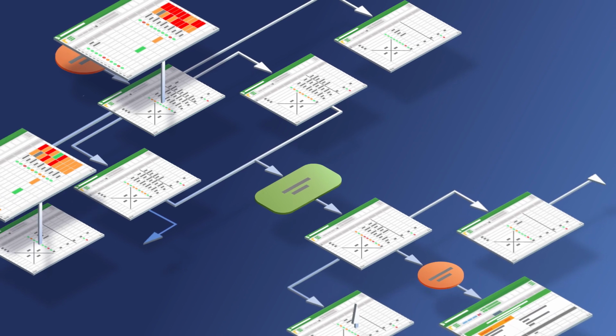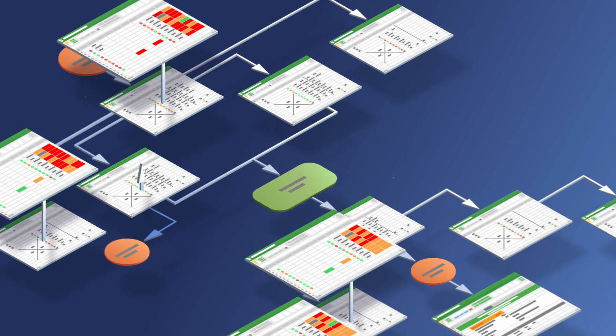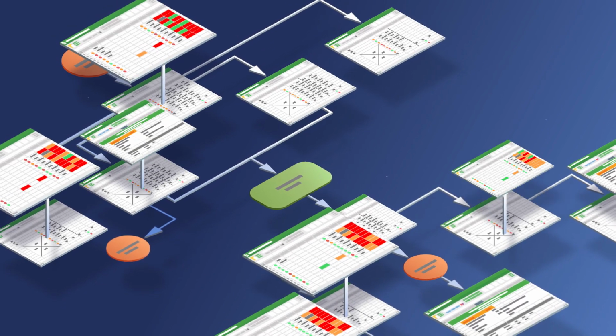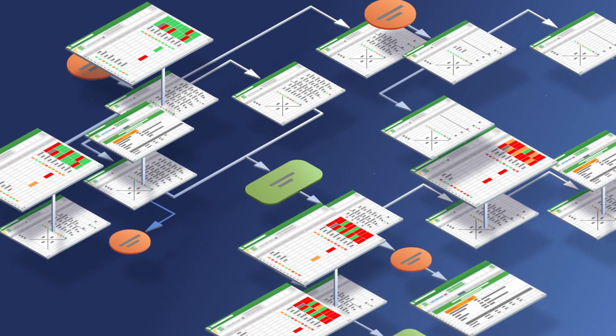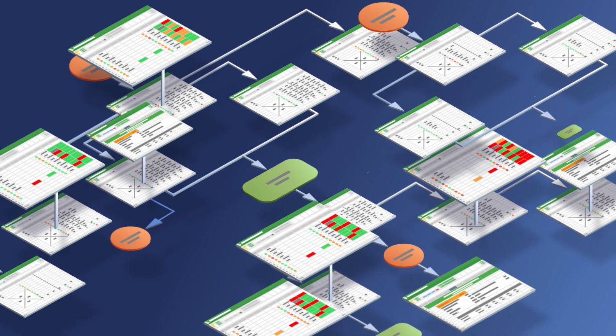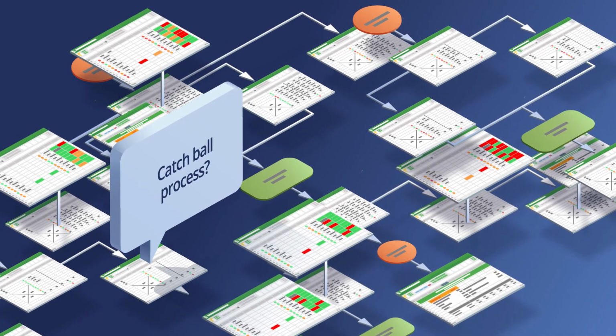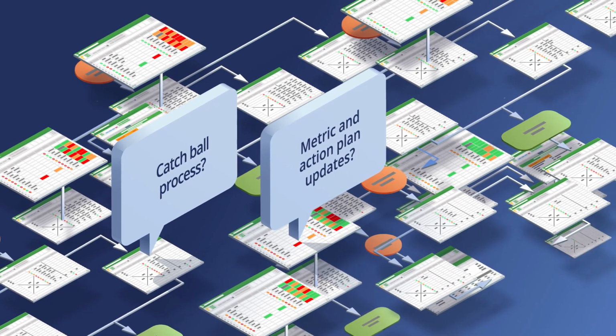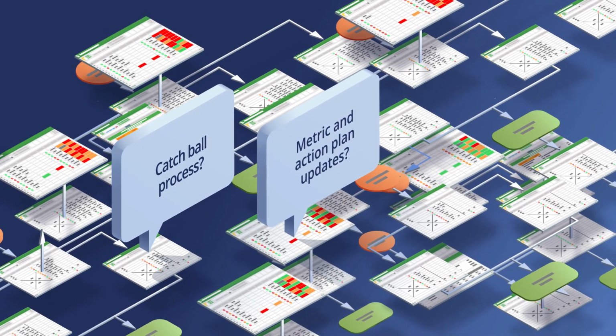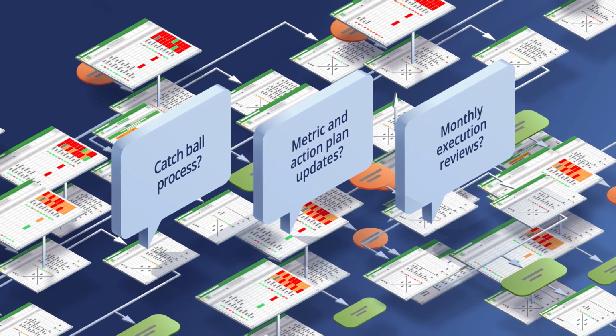Before long, every manager has their own X matrix, multiple action plan, and bowler spreadsheets, all of which need to be kept in sync and updated in parallel. Suddenly, it's a mess. How do you enable the catchball dialogue? How do you capture and share metric and action plan updates? How do you systematically dig into root causes and drive the cadence of the monthly execution reviews?